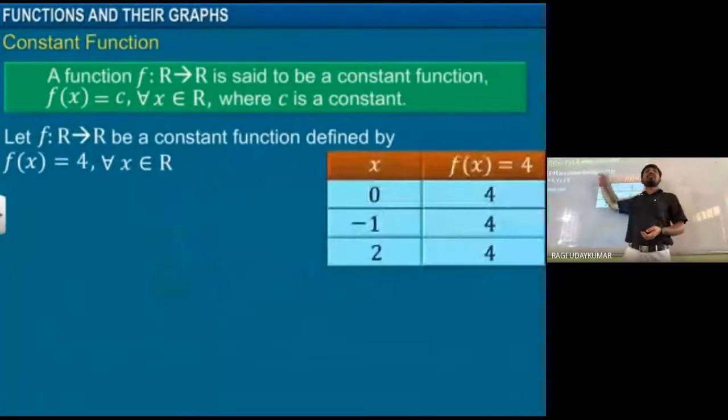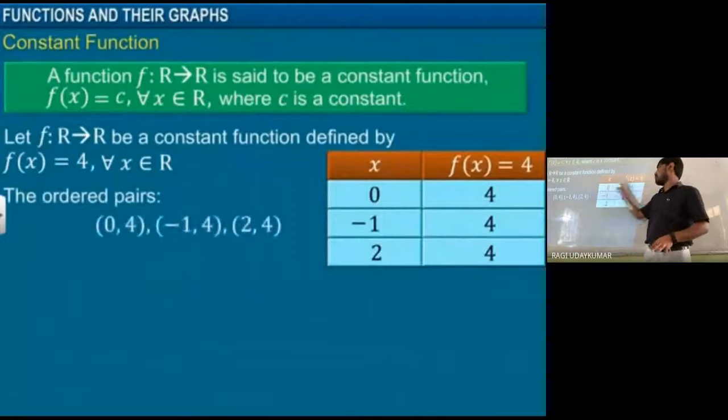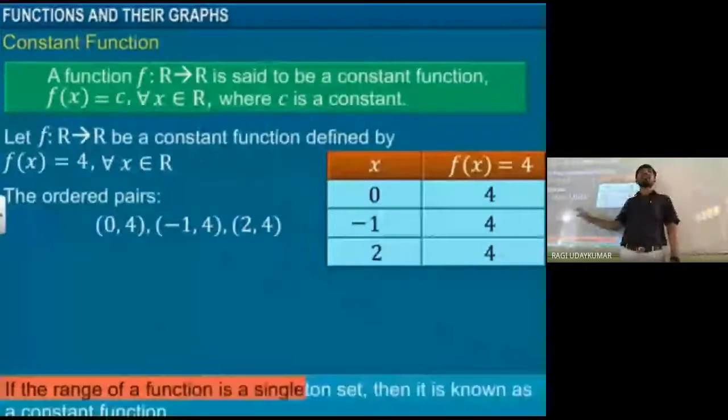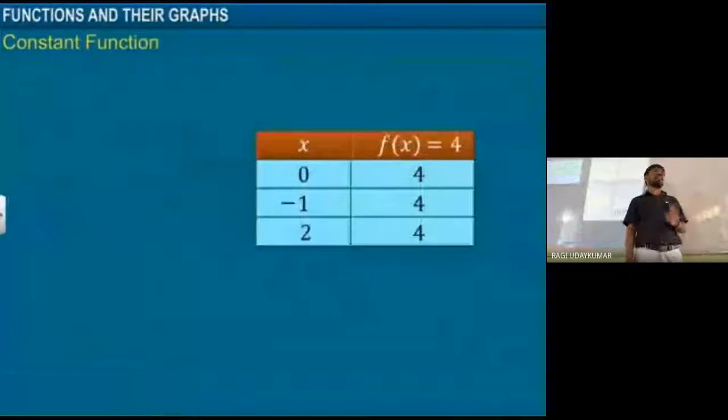See, x is related to 4. All are related to 4: 0, -1, 4, 2 comma 4. So what is the range here? Only 4, a singleton set. So if the range of the function is a singleton set, then it is known as a constant function. You can directly say that it is a constant.